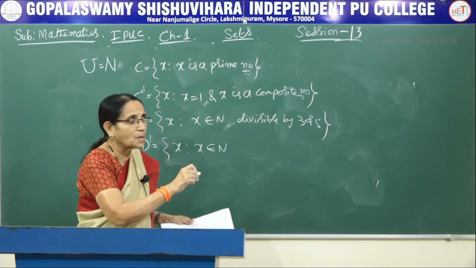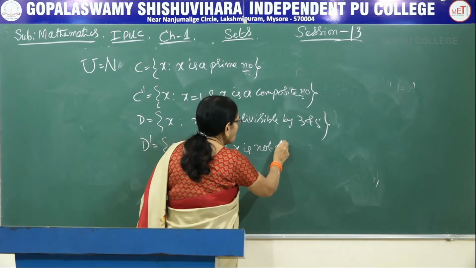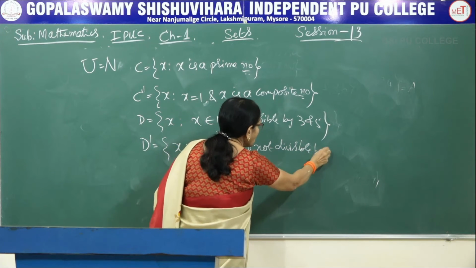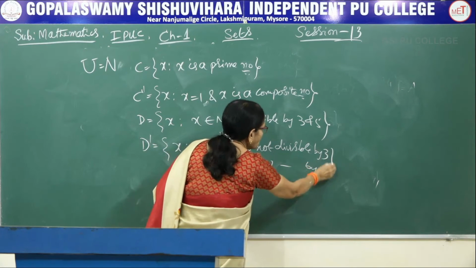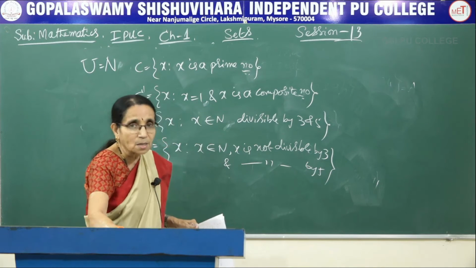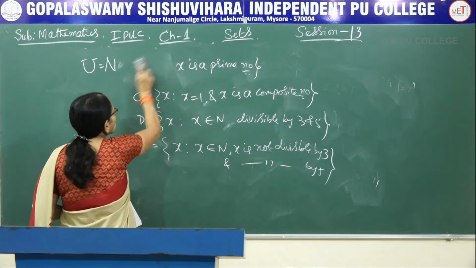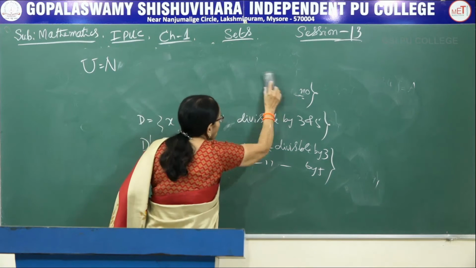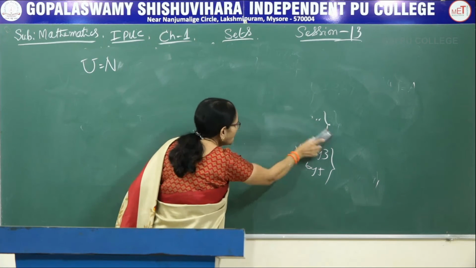How do you write the complement? X is not divisible by 3 and not divisible by 5. This is how you have to write. Write in the sentence only. Divisible by 3 and 5 means it can be divided by both 3 and 5. Now the complement would be the remaining numbers.